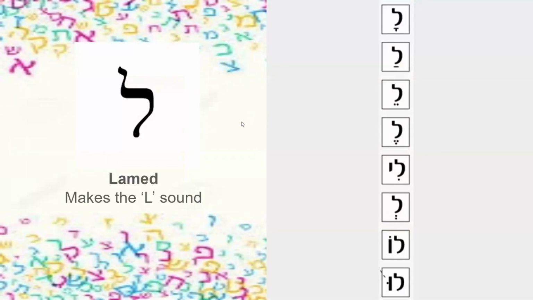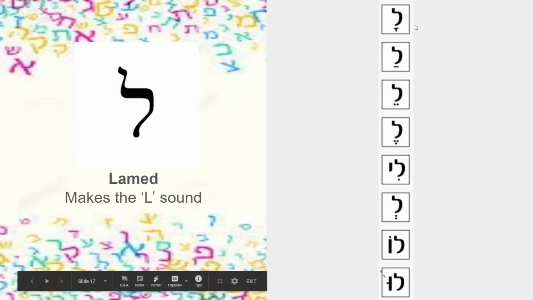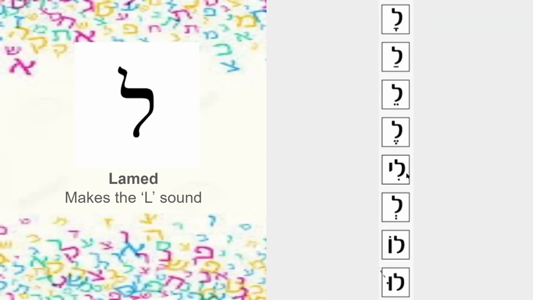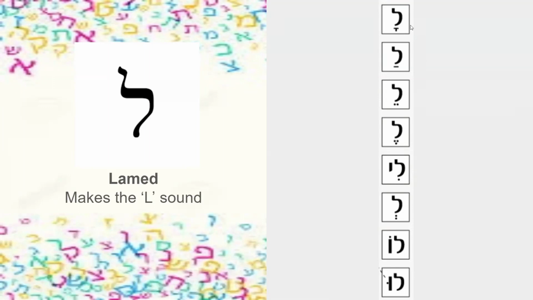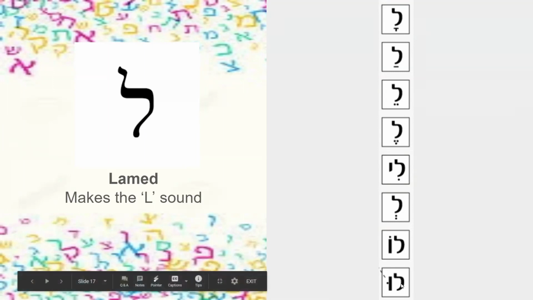Lamed. It makes the L sound. Like L. Let's practice with the vowels. La, lo, le, li, lo, lu. Okay? La, lo, le, li, lo, lu.